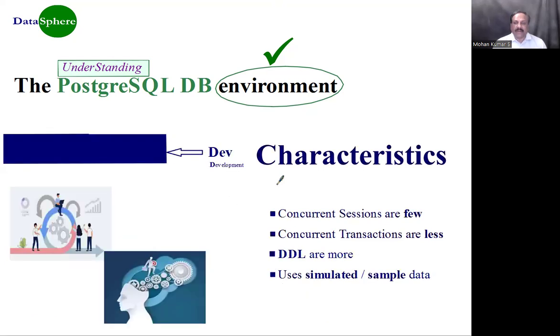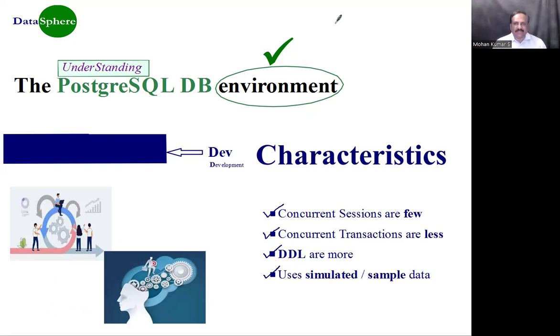Now, when it comes to development, the characteristics are quite different. Development databases are used by only a few users, could be double-digit numbers also, and concurrent transactions are also less. More of the time they will work with the structure of the object than data. And if they need data, they go for simulated data or sample data, which can be brought from the production database itself.